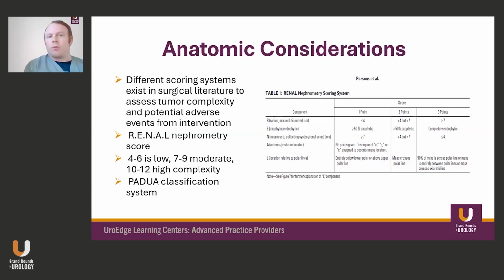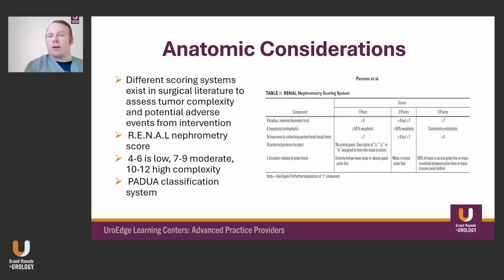So just some general information first. There are some different scoring systems that exist in the surgical literature to get a sense of how complex the tumor is with respect to the anatomy and in relation to other structures in the abdomen. This can help us predict if there is any increased risk for complications or damaging other structures. So there's something called the renal nephrometry scoring system.